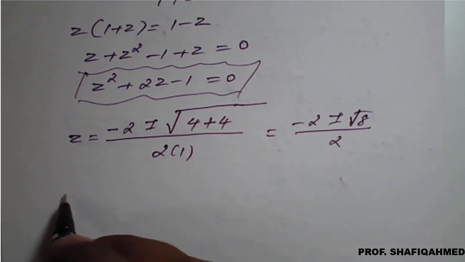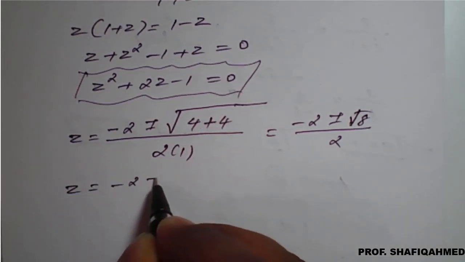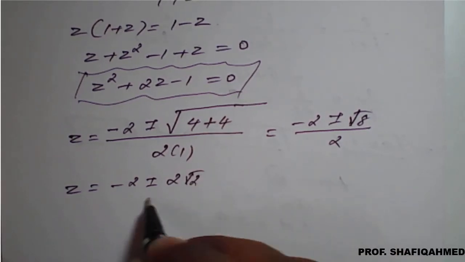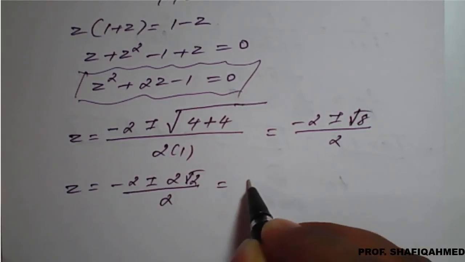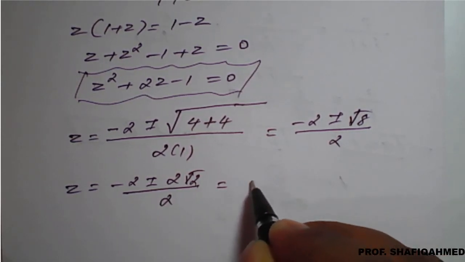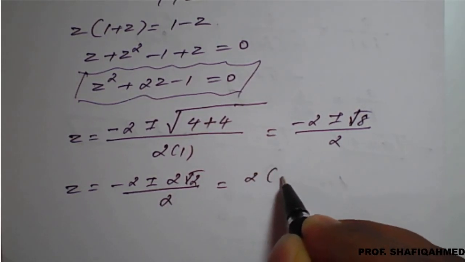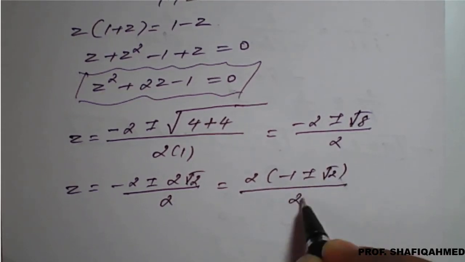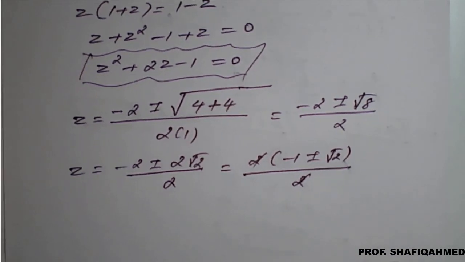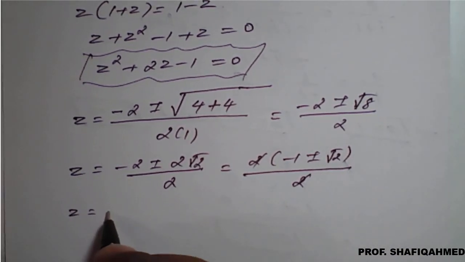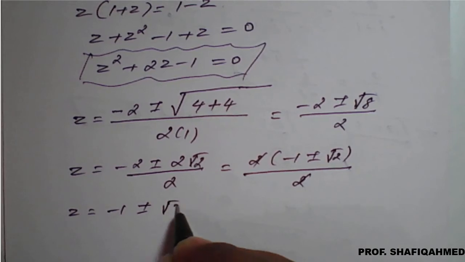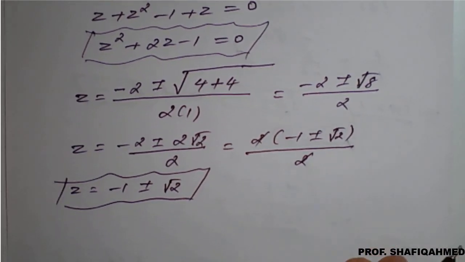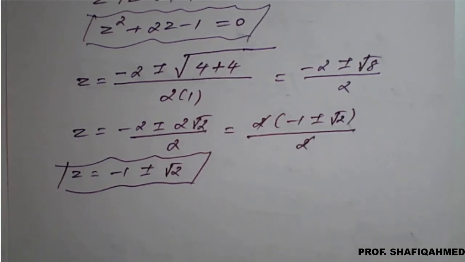Finally on simplification, Z is equal to minus 2 plus or minus square root of 8, which can be written as 2 root 2, divided by 2. If you take 2 common, it will be minus 1 plus or minus square root of 2, whole divided by 2. So 2 cancels here. So Z is equal to minus 1 plus or minus root 2. So this is the value of Z, and this is the invariant points or fixed points.